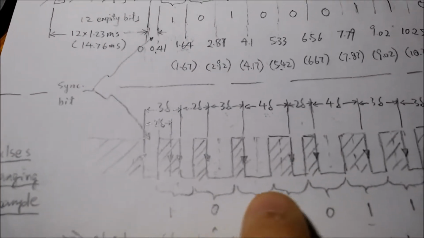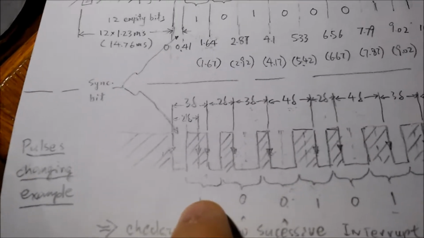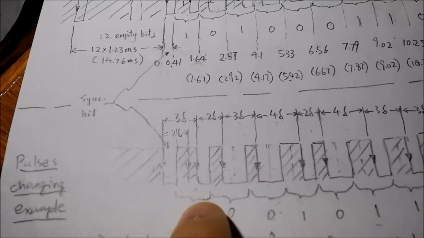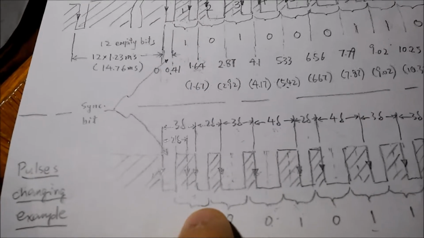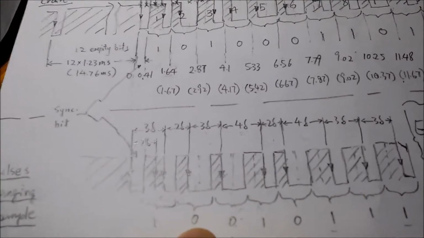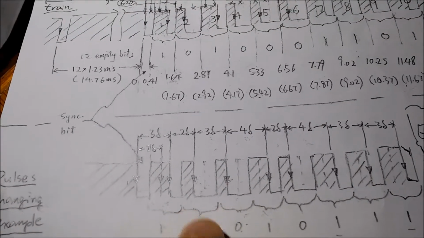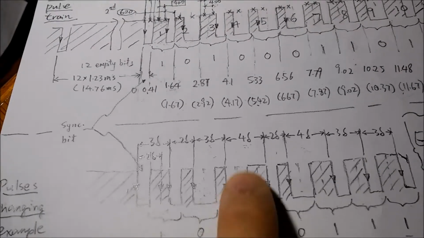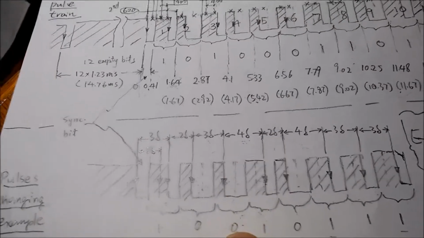So we need to look ahead of this bit. For example, for this 0 bit, the previous bit is 1. So after the 1 bit, if this is 3 delta, this is 0. When we look at this 0 bit, this is 4 delta, but the previous bit is 0. So when this is 4 delta and the previous bit is 0, then this is 0.